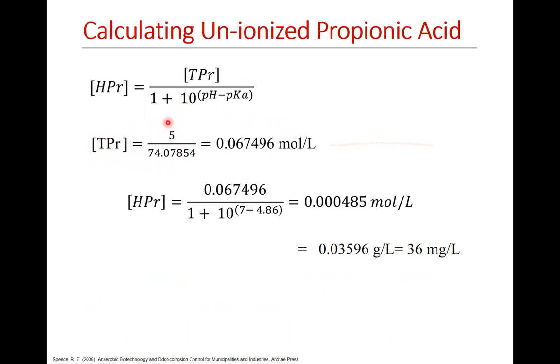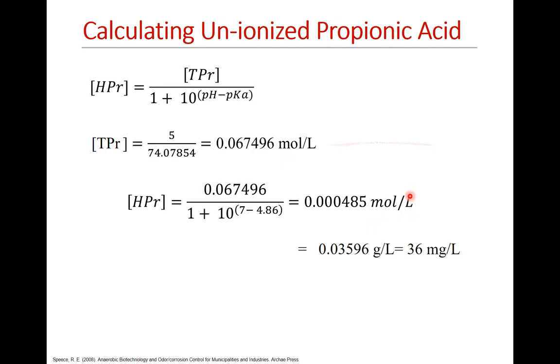Okay, so here we can substitute different values. The total propionate inside the digester is 5 gram per liter. We can convert this to moles by dividing by the molecular weight of propionic acid, which gives us 0.067 mole per liter, and we use this value as TPr. Divided by 1 plus 10 to the power of 7 minus 4.86, which is the pKa for propionic acid, we can get how many moles.